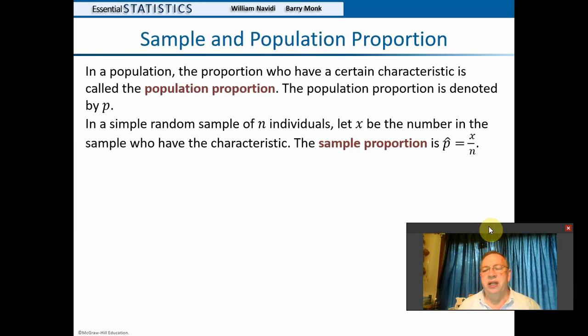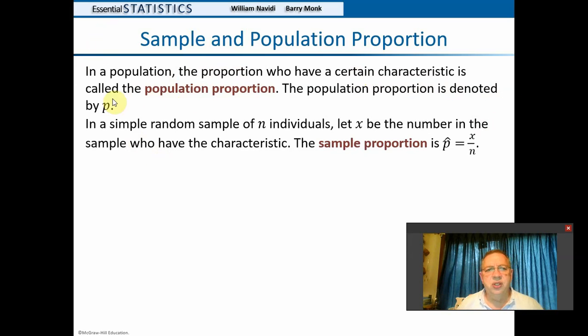So suppose we have a population and we know something about a proportion. Remember, proportions are more along the lines of categorical or qualitative data: the percentage of people who like blue, the percentage of people who like yellow, what's your favorite car, those types of survey questions. So we've got some proportion, and I'd like to say something about samples. If I draw a sample, what does the proportion look like, and can we calculate probabilities based on those? In a population, the proportion that has a certain characteristic is called the population proportion.